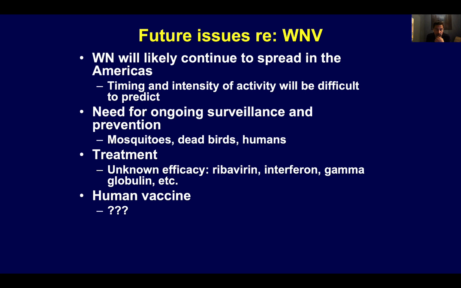In terms of future West Nile virus activity and issues, it will likely continue to spread in the Americas, and the timing and intensity, as we can see, can be variable and somewhat difficult to predict. There'll certainly be a need for ongoing surveillance and prevention of West Nile virus spread, and that would include surveillance in mosquitoes and also in the bird population and the human population. There are not really well-known treatments for West Nile virus disease yet. There are some that are used, but the efficacy is not really well characterized.